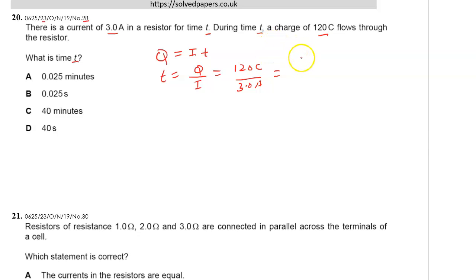120 divided by 3 is 40. So 40 seconds. Time is in seconds. So the answer is 40 seconds right there.